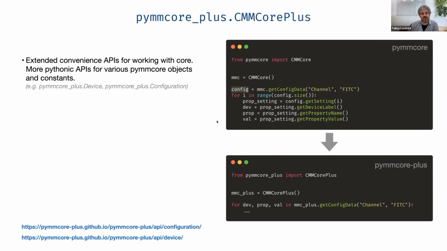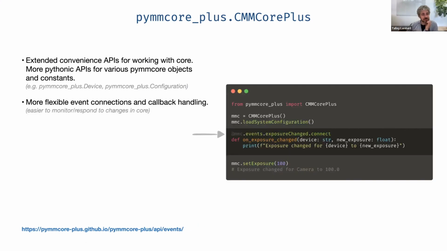And in many places throughout the code, by using subclasses that implement Python's standard dunder methods, we can create a much more Pythonic interface with iterators and mappings and sequences that behave more like you would expect in a Python world, while still being subclasses of PyMMCore. So it won't break any of your usage here, but you can opt into a cleaner API. There are these event connections and callbacks.